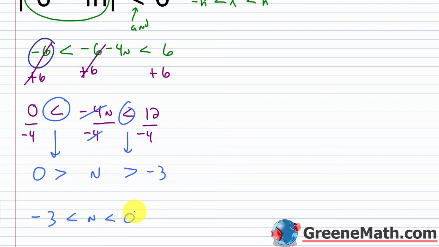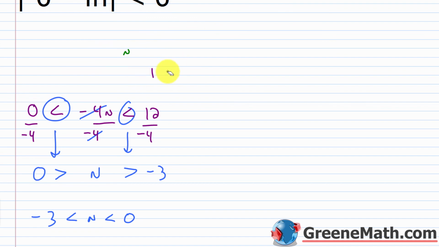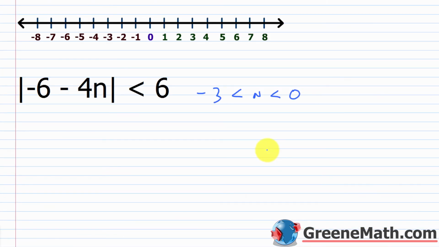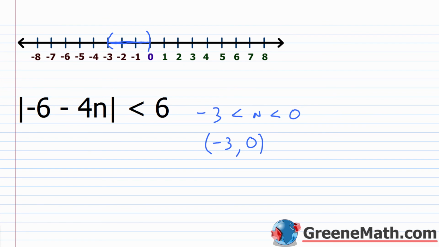So let's take this solution up, and we're going to graph it and use it to write an interval. So n is greater than negative 3 and less than 0. So here's negative 3. So it's greater than that, and it's less than 0. So it's between negative 3 and 0. So that's what it looks like graphically. And in interval notation, I just have the interval greater than negative 3, but less than 0, just like that. So n, again, can take on any value that's greater than negative 3, but less than 0.